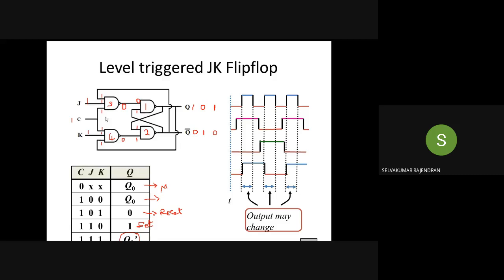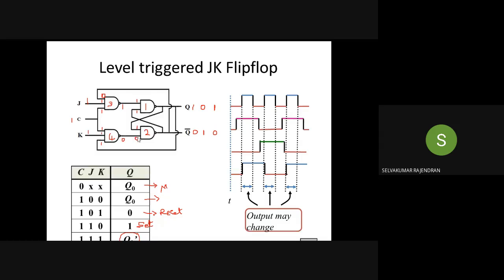Then for NAND gate 3, this is 1, this line is also 1, but this one is coming from Q bar, which is 0. Because one input is 0, NAND gate 3 produces logic 1. So NAND gate 3 produces logic 1, NAND gate 4 produces logic 0. Now these are applied to NAND gate 1 and NAND gate 2. So this line has logic 1, this line has logic 0.